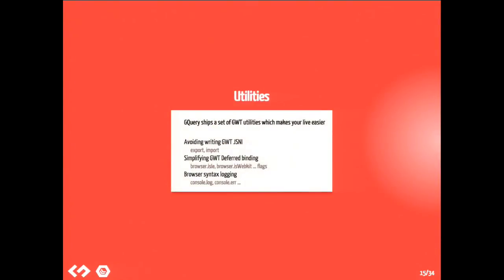As for the utilities we have, apart from the stuff copied or ported from jQuery, we have utilities for avoiding writing JSNI, which is something that Java developers don't like, and simplifying deferred binding and browser syntax like console log. Use console log instead of loggers or this kind of stuff, so you can copy and paste code from jQuery or from any other JavaScript example.